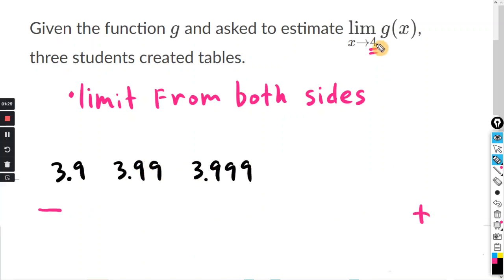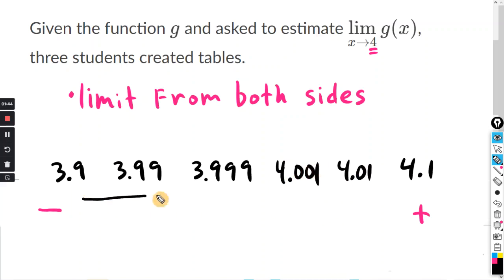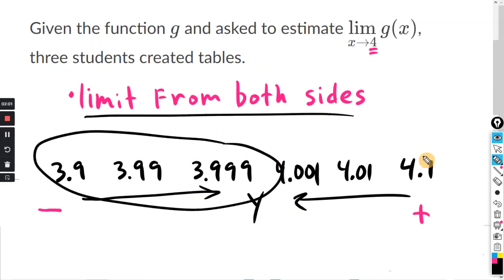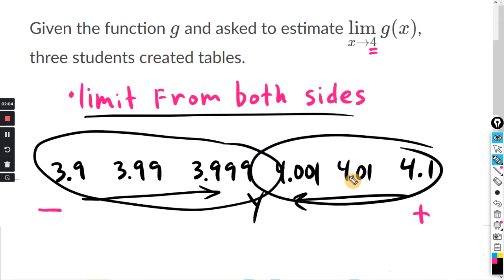Now, from the positive side, it's something a little greater than 4. So you may start with 4.1 and then plug in 4.01 and then 4.001. And you want to see if the y value approaches the same y value from each side, from both the positive side and the negative side. So that's all we're doing here. The idea is to find a limit from both sides. You're plugging in numbers that are less than 4 and numbers that are greater than 4, progressively getting closer and closer to the number 4. So that's what we're looking for on the table.